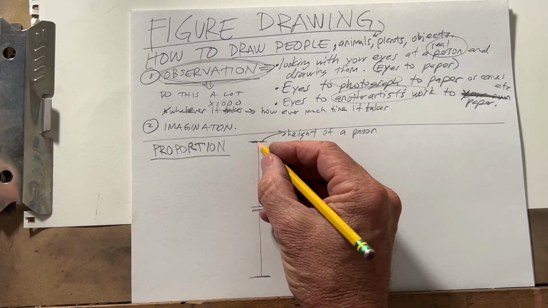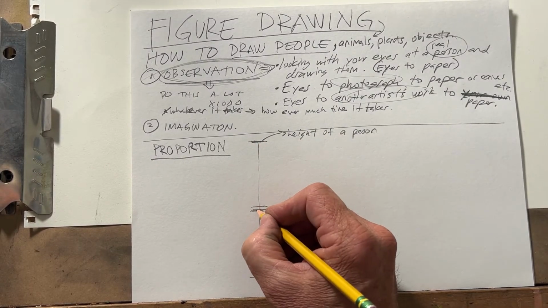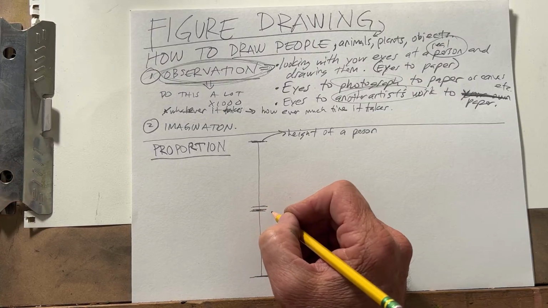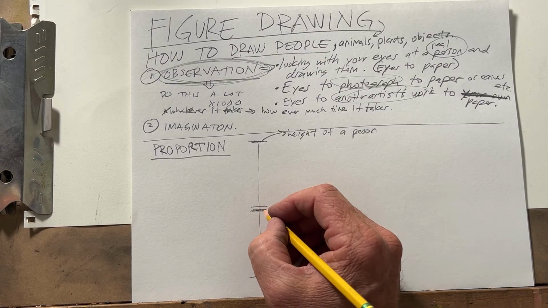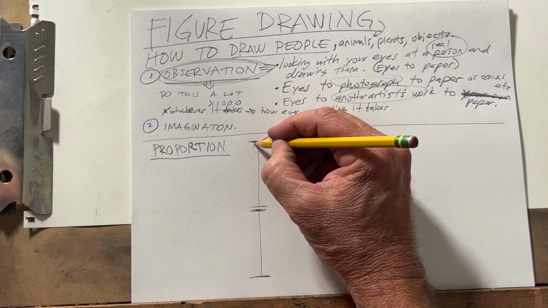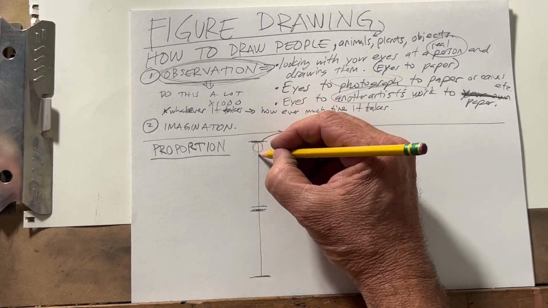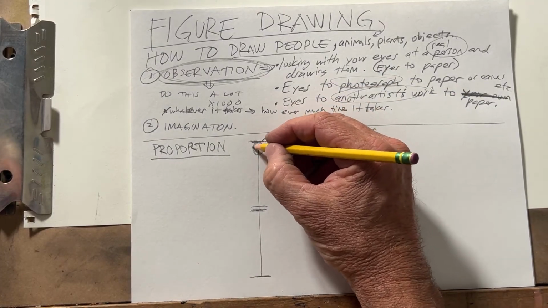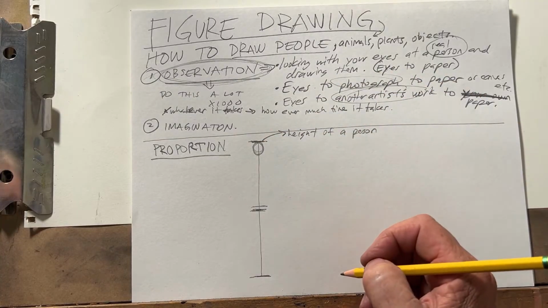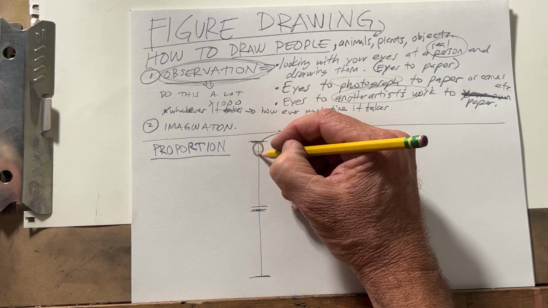Because this is the top of the head. This is the pubic bone, pubic symphysis, the groin, the crotch, whatever you want to call it. Okay. And we have the top of the head. Actually, we're going to go like this. We're going to go top of the head, and we're going to put a head here. This is about a head.